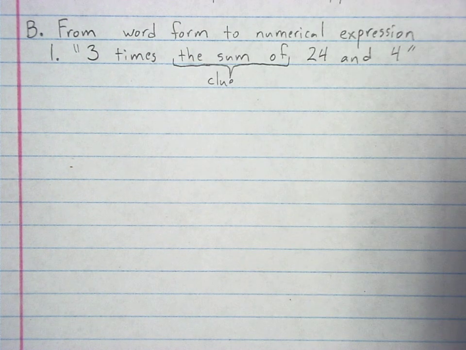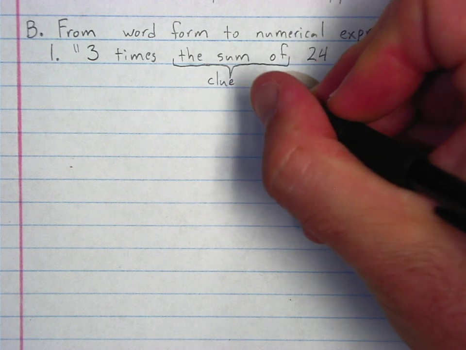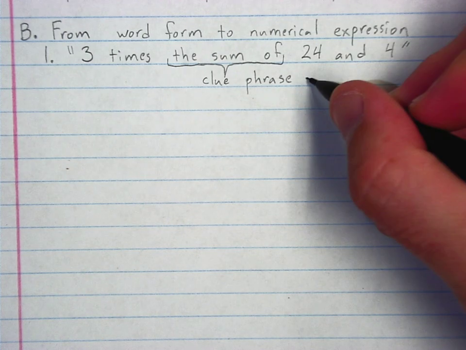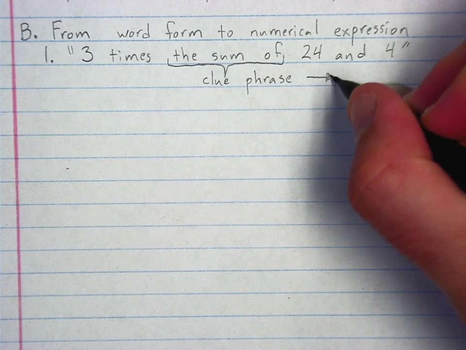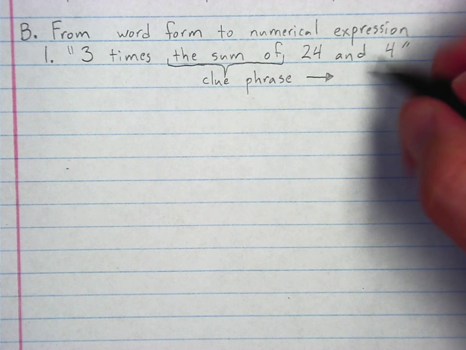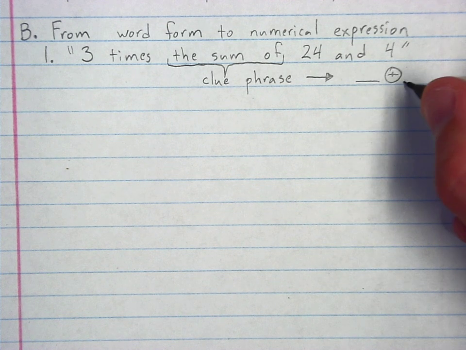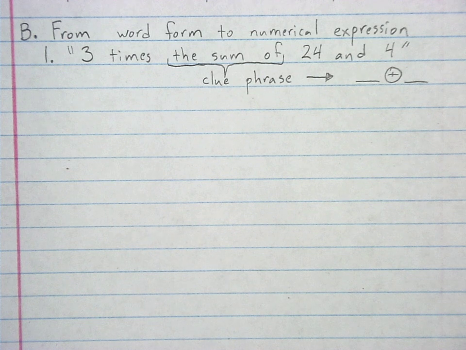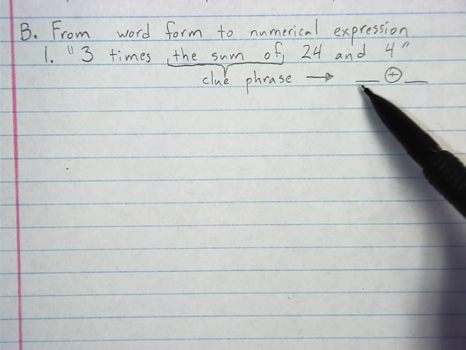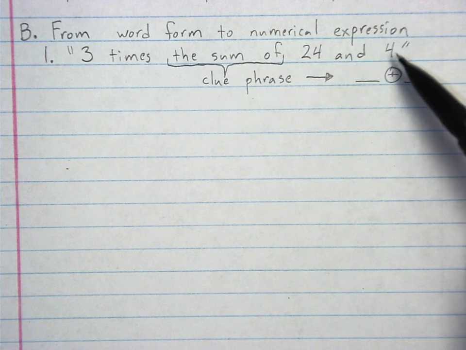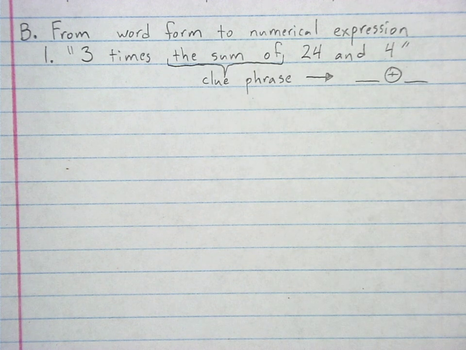This clue phrase has a very specific meaning. This clue phrase, the sum of, is always going to translate to, well, that means we're adding 2 things. The sum of. And I shouldn't say 2. It's 2 in this case. It could be more. If I say the sum of 24, 4, and 11, then I'm adding 3 things. It just means you're adding whatever comes next.